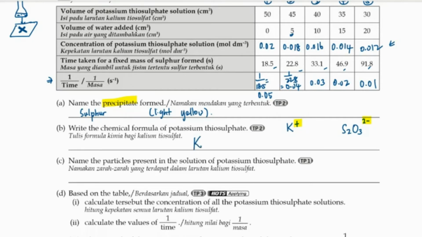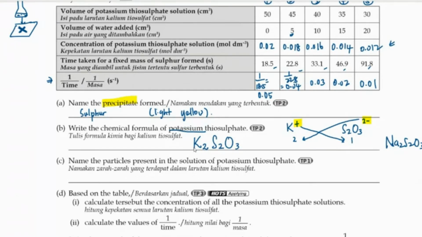So it's K2S2O3. Okay? Because these two should be here, 2, this is 1. So sometimes this one is not potassium, it's sodium. So if it's sodium, Na2S2O3. Okay? Now C, name the particles present in the solution of potassium thiosulfate.